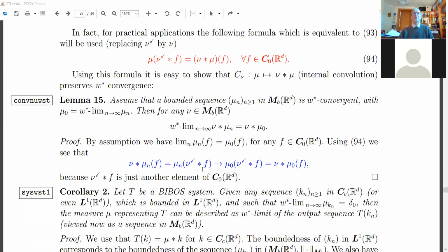And this is just another element. So nu is known, nu flip convolved with f is one f0 function. It's like the h that we had before. And because for every function h in C0, everything is convergent, also for this one, it's convergent to mu0. And then I'm writing it back as nu convolved with mu0 applied to f. So it's no magic once you have this formula, but somehow also this formula has to be verified.